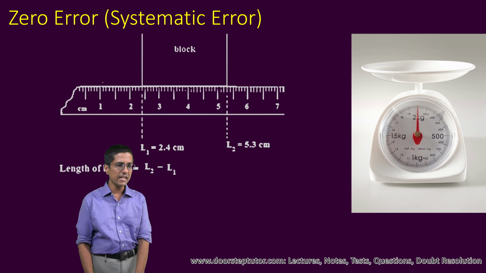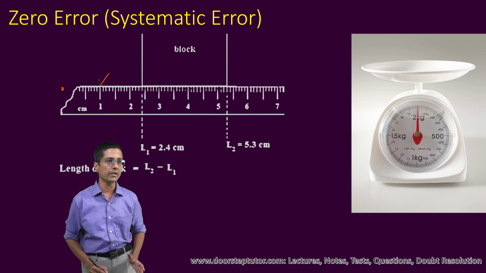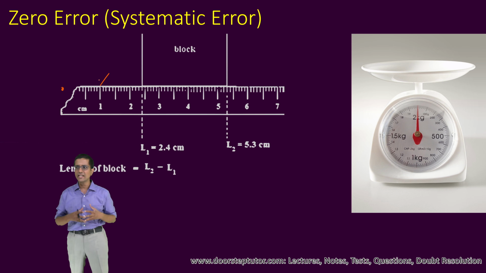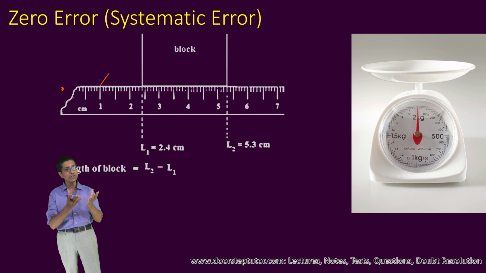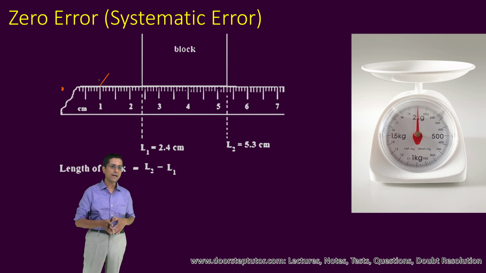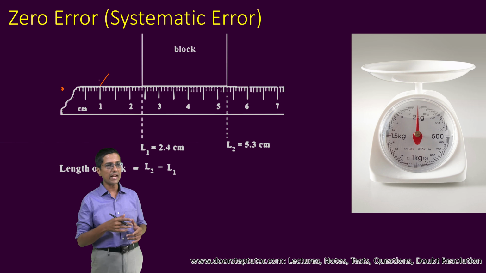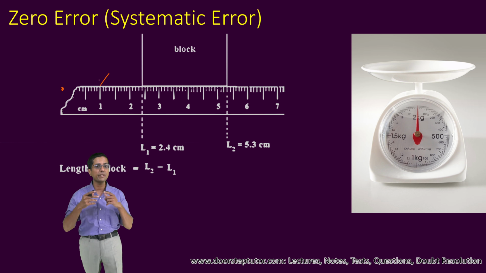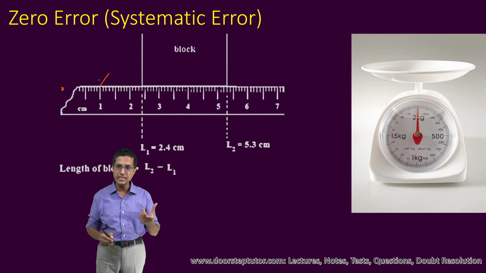In the scale, if I am doing the measurement, instead of starting from 0, for some reason I start at 1. All my readings I will take starting at 1. Then in that case, I am creating a zero error. Instead of starting from 0, I am starting from 1 centimeter, and all my readings would be overestimated by 1 centimeter. So that is zero error.